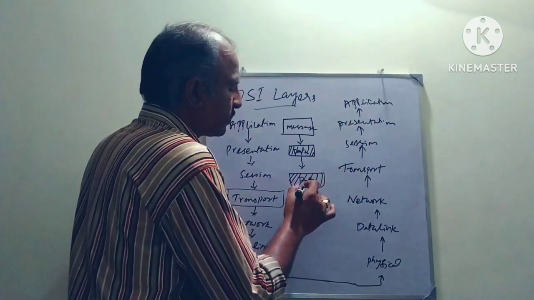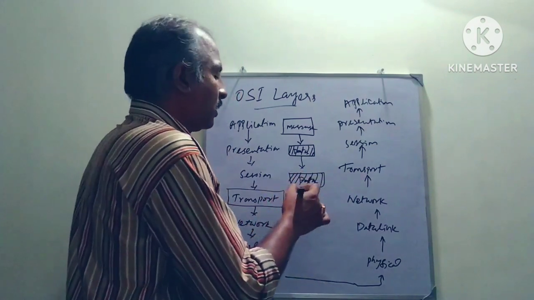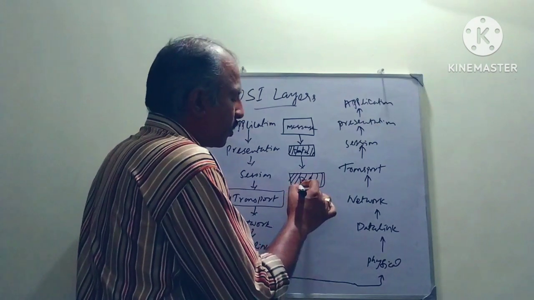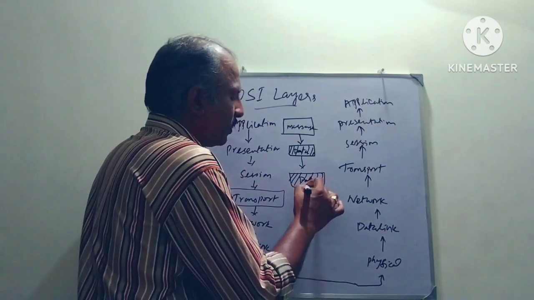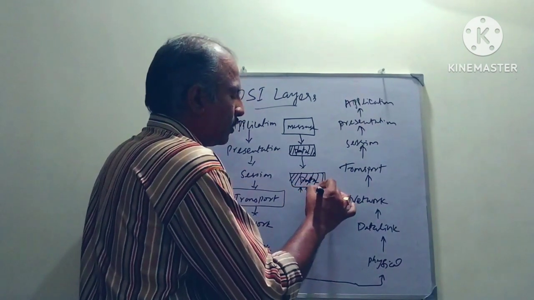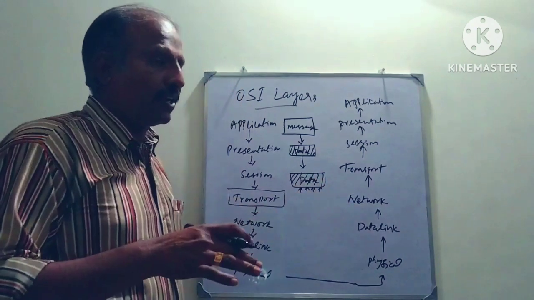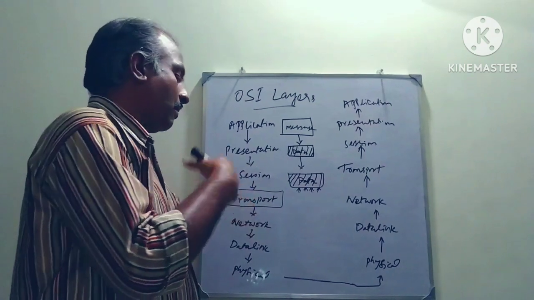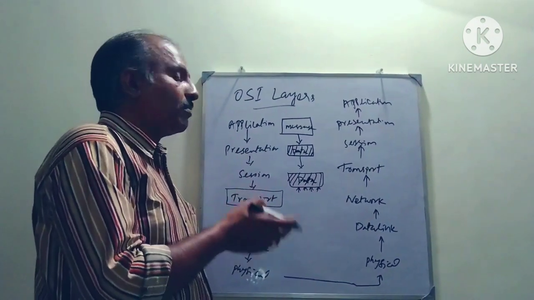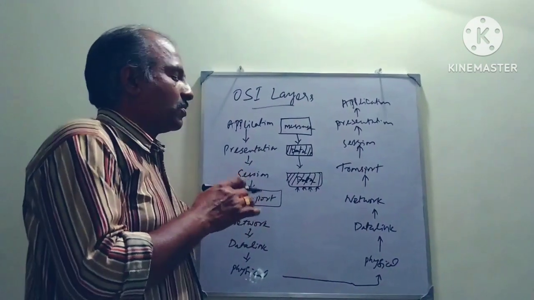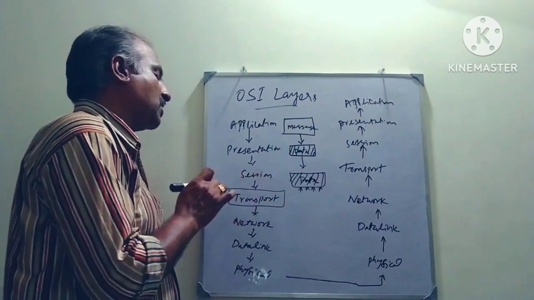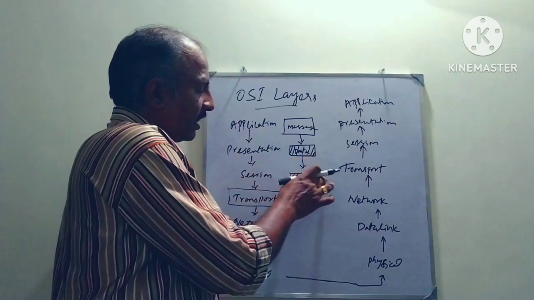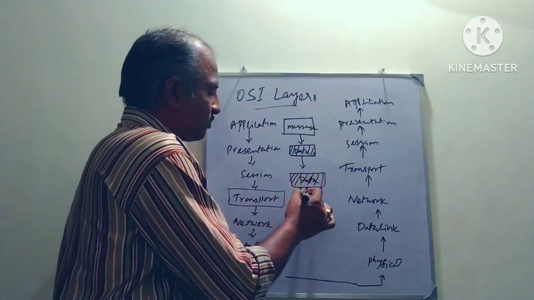Suppose the data is 100 pages. In these 100 pages, they're going to provide checkpoints at every 10 pages or so. Why provide checkpoints? If anything happens in the network or there is some problem in the network, it avoids retransmission. That's why they provide the checkpoints. After that, the data is sent from the session layer to the transport layer.